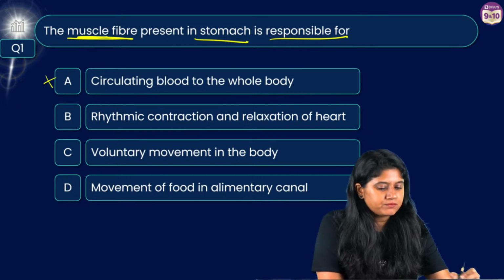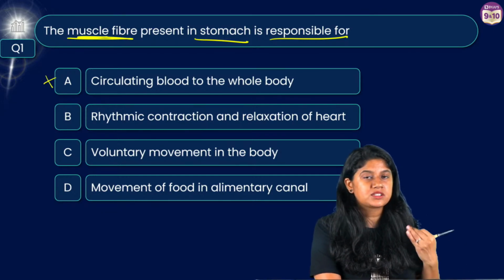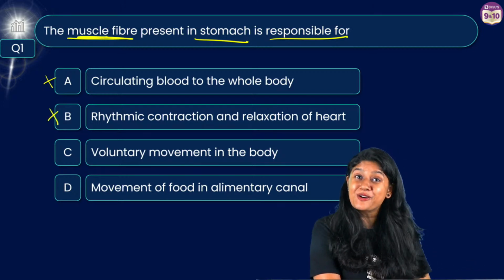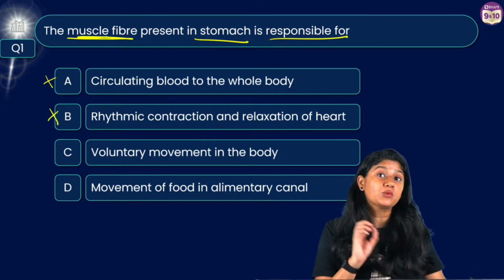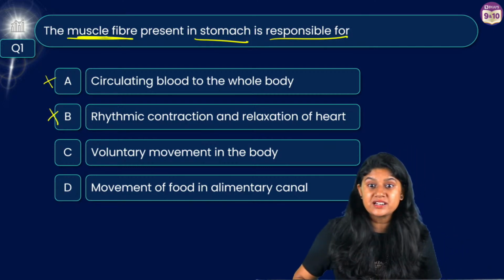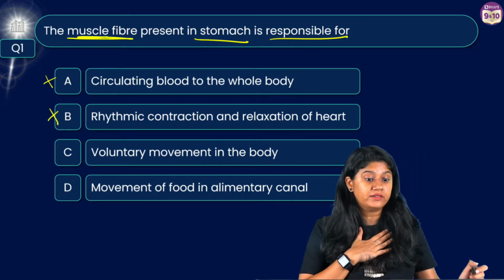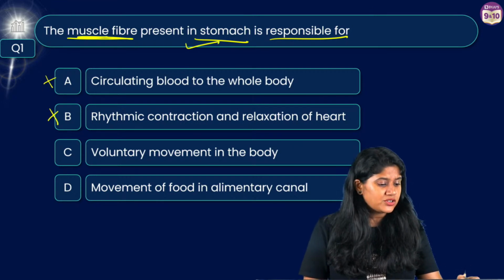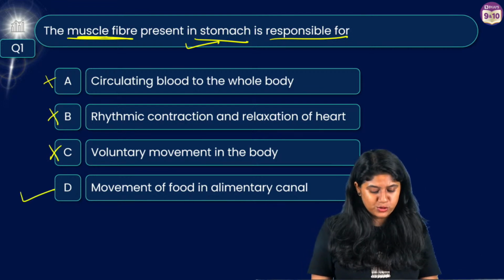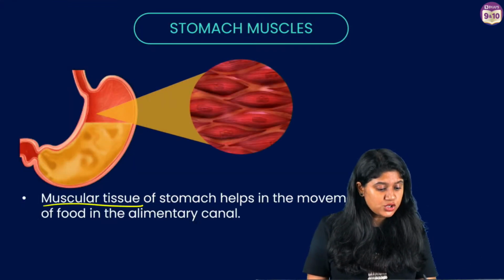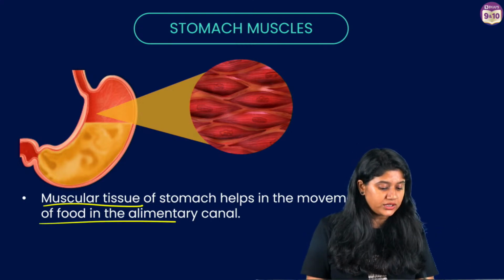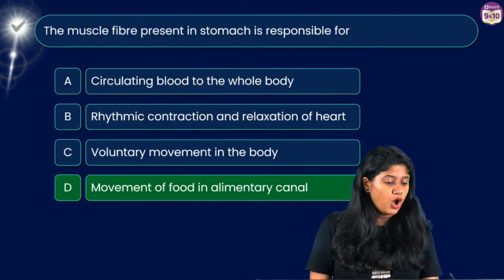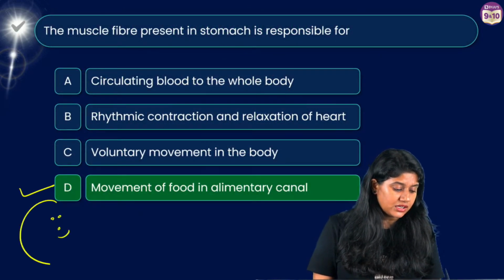We know that in the stomach there is no circulating of the blood. Circulation happens with the help of the heart. So these two options A and B are definitely cancelled out. Then we have option number C, which talks about the voluntary movement in the body. Voluntary movement happens with our control, and over here they have mentioned the stomach. I cannot control the muscles of my stomach. So definitely it's not this, and of course the correct option over here is option number D. So the muscular tissue of the stomach helps in the movement of the food in the alimentary canal. Very good everyone. Option number D is the correct answer.